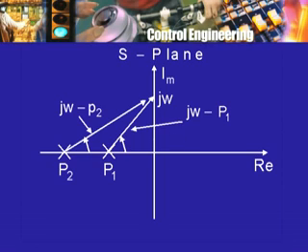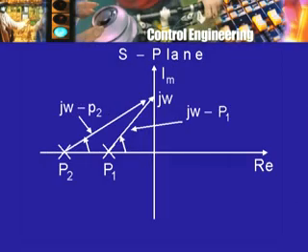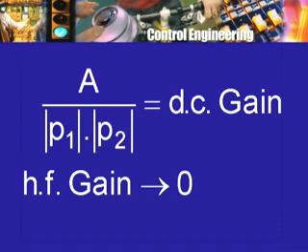Now, what is going to happen as omega varies? Think of omega very small, therefore, this point is very close to the origin. Then we have these two distances which are nearly equal to the absolute values of p1 and p2 respectively. So, as omega tends to 0, the gain will tend to A divided by the absolute value of p1 into the absolute value of p2. Remember, p1 and p2 are negative real numbers, so I have to write down the absolute values. This we can call, as we have done already, the DC gain, that is the gain at very low frequencies.